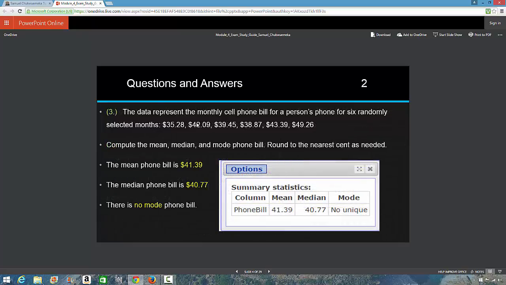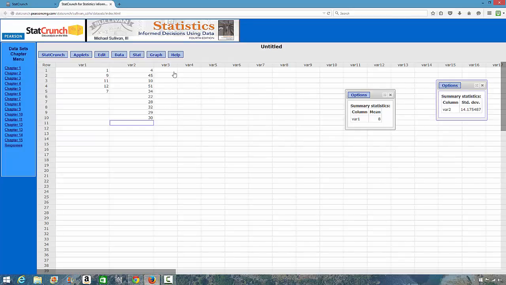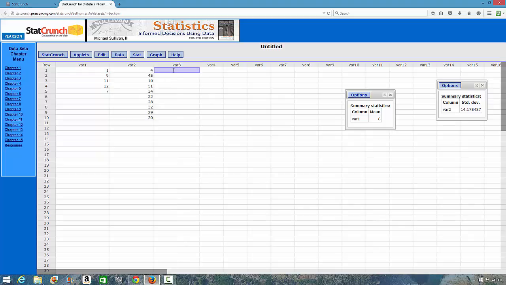Question 3. The data represents the monthly cell phone bill for a person's phone for 6 randomly selected months. Compute the mean, median, and mode phone bill. So I will go to my StatCrunch. Let me use variable 3 this time.